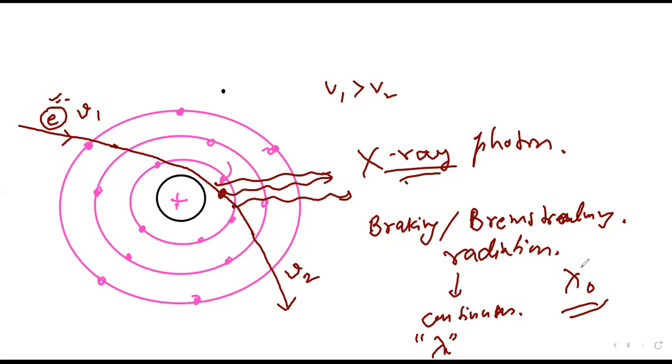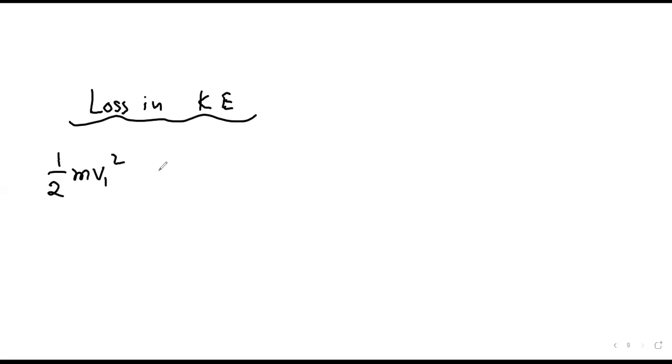How is this possible? Let me go into detail about why all these are possible. See, what is the loss in kinetic energy? If I write the loss in kinetic energy of the electron, it will be the initial energy, half m v1 square, minus half m v2 square. Now this loss of energy will be produced as electromagnetic wave and heat energy.